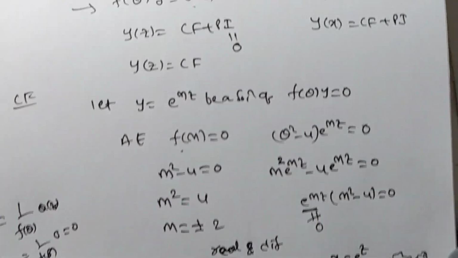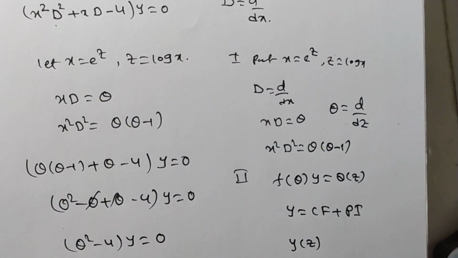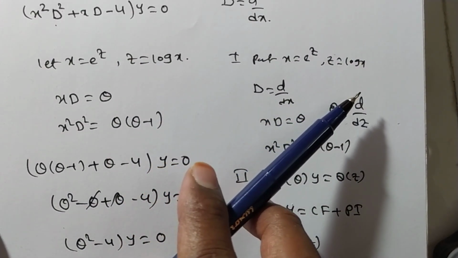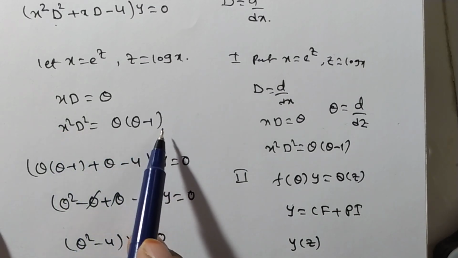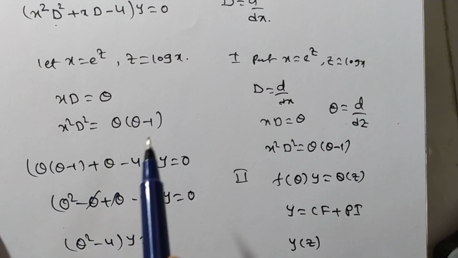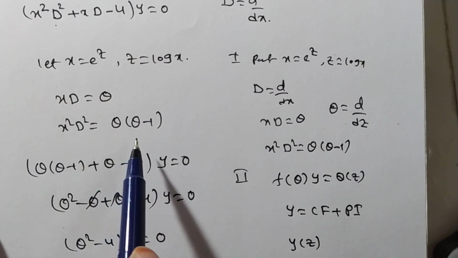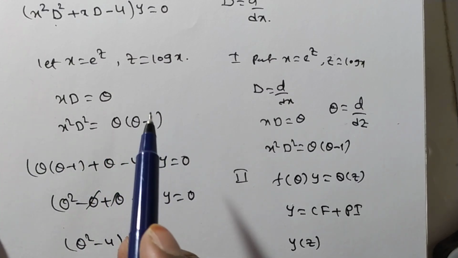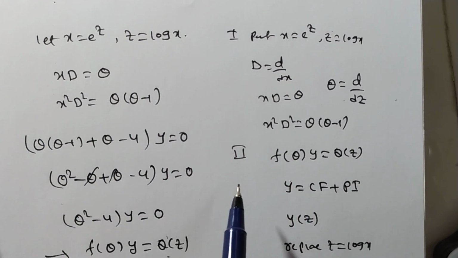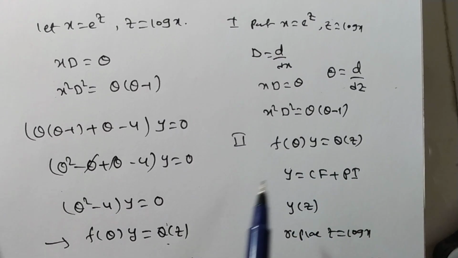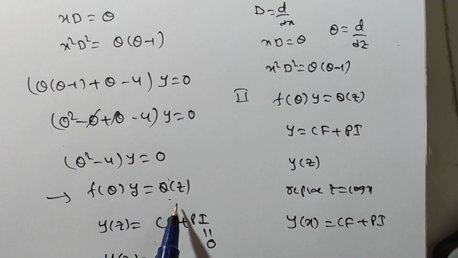Step 1, you see, first we have to consider x is equal to e to the power of z and z is equal to log x, and we have to write xD is equal to theta, x square D square is equal to theta into theta minus 1, and x cube D cube is equal to theta into theta minus 1 into theta minus 2. Now we have to substitute all these values in the given problem, then you will get it in the form of f of theta into y is equal to q of z.